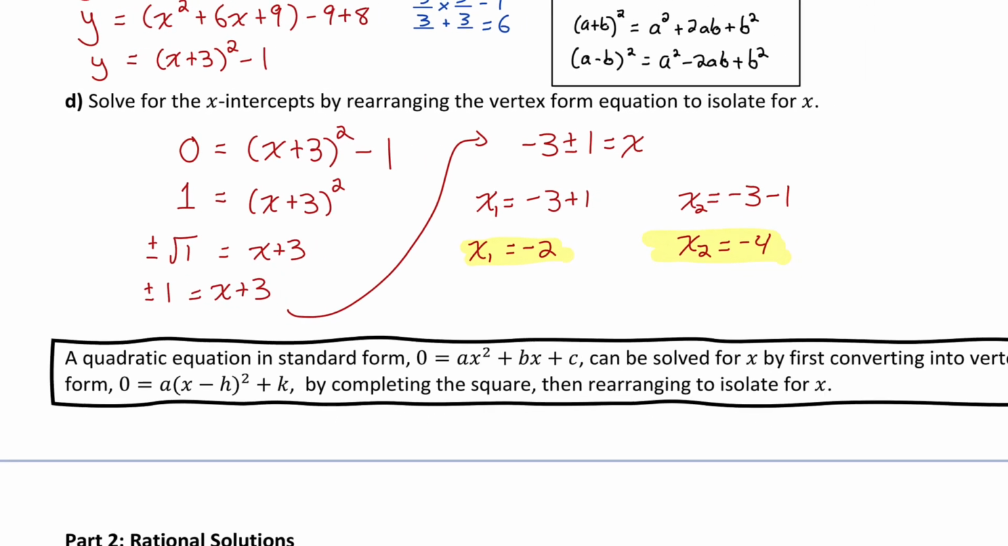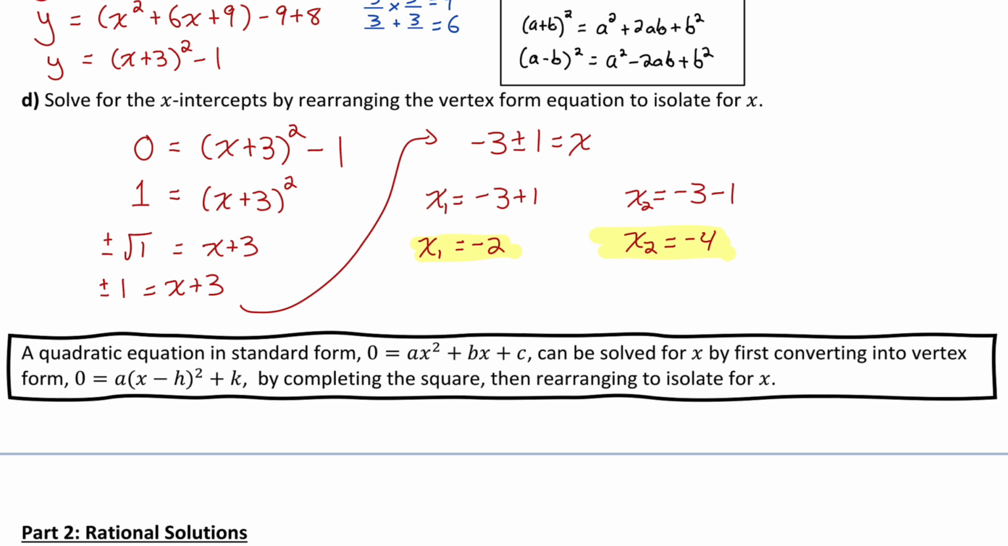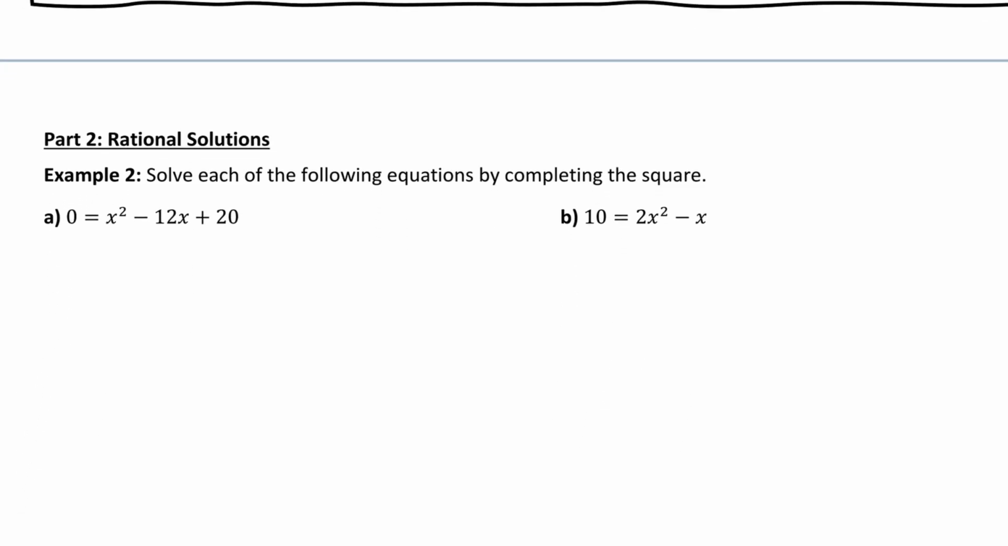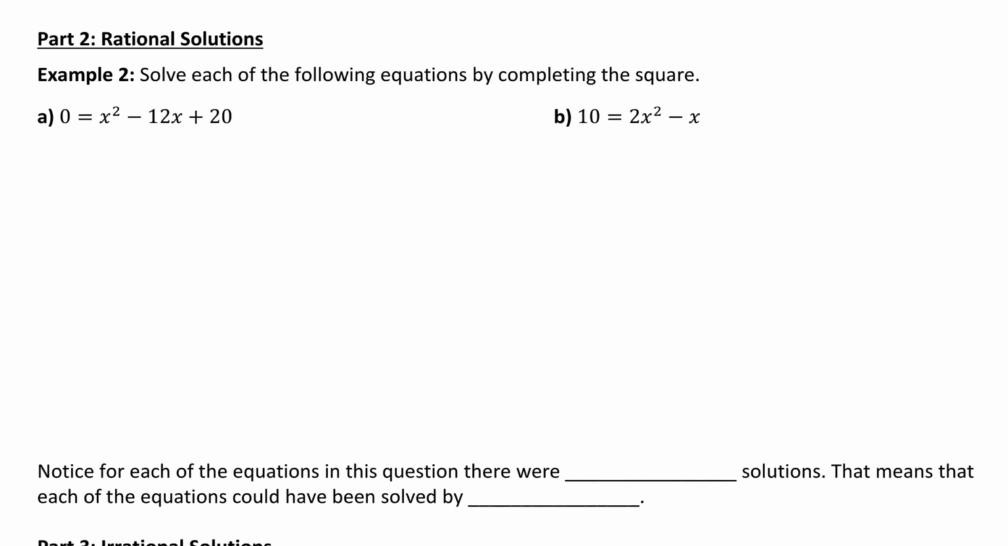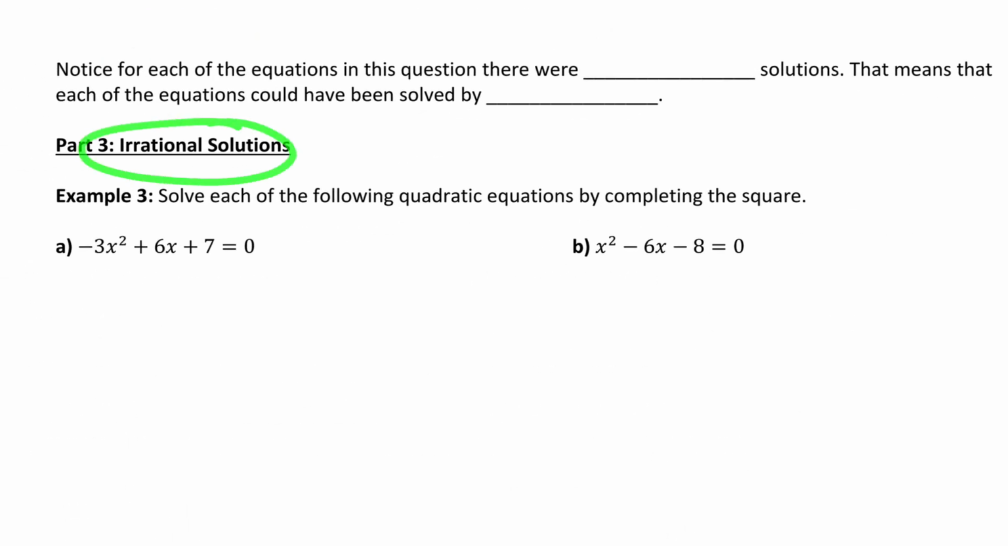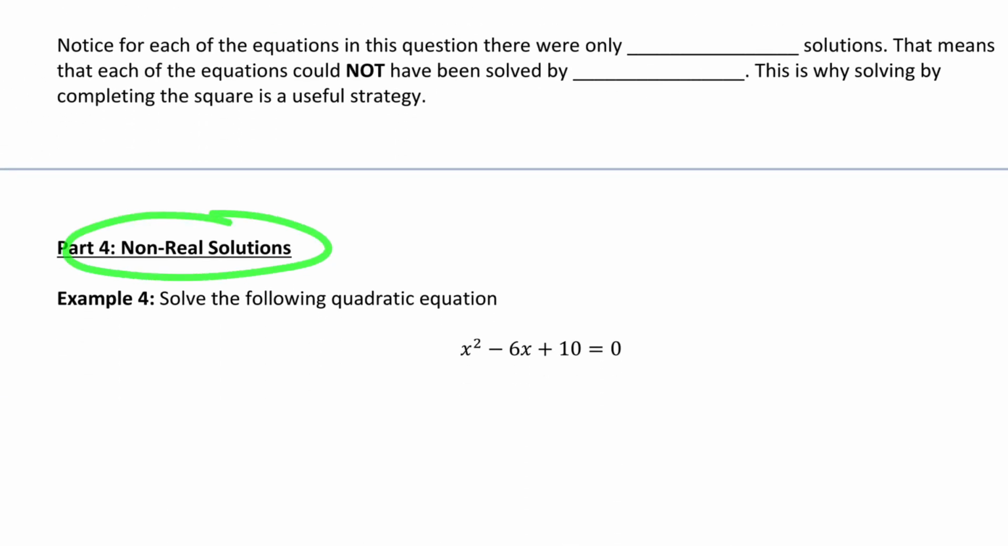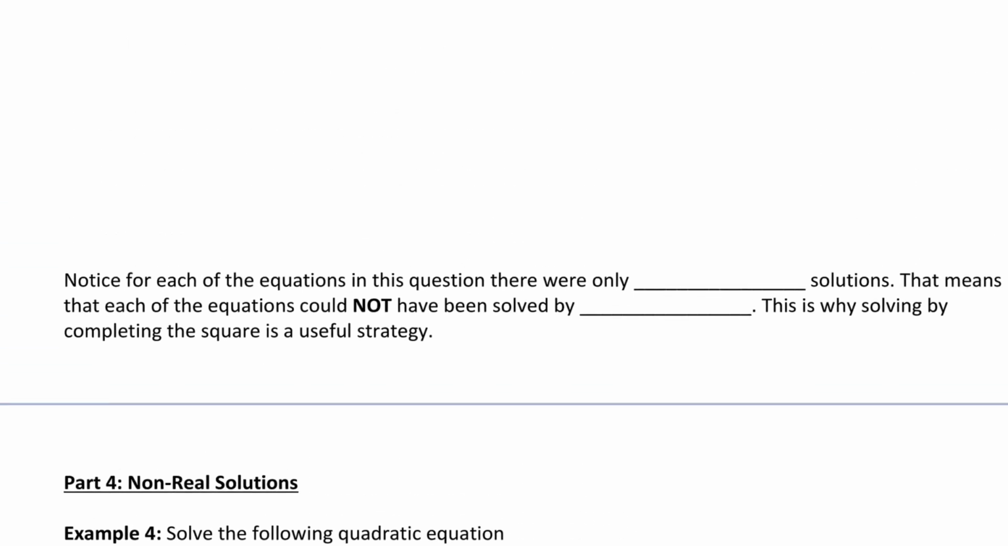So what we've discovered here is a quadratic equation in standard form can be solved for x by first converting to vertex form by completing the square, and then rearranging to isolate for x. And if a quadratic has solutions, this method will always work, unlike factoring, which only works when a quadratic has rational solutions. But let's go ahead and go through a few parts of this where we're going to solve quadratics that have rational solutions and irrational solutions and no real solutions, all by completing the square.